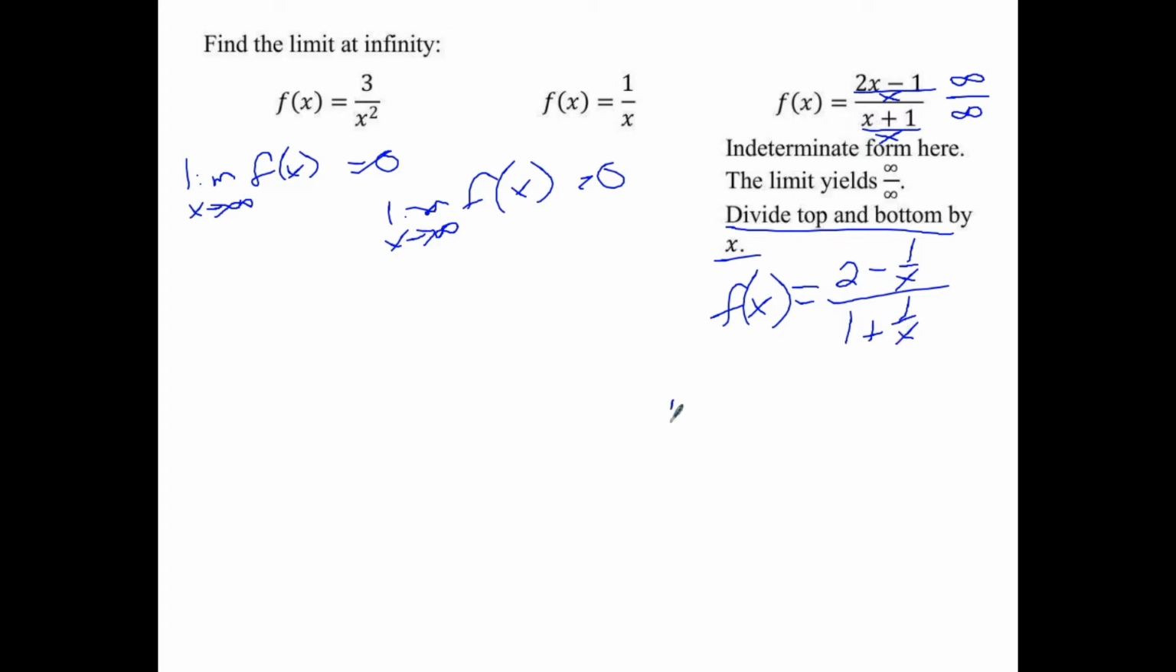So now I can take the limit as x approaches infinity of f of x. And basically I can direct substitute the infinity in now. And when I do that, I have the 2, of course, minus 1 over infinity, which is essentially 0, over 1 plus, again, essentially 0. And so I'm just left with 2 over 1, which is 2. So a little bit of manipulation there allowed me to come up with the answer. Okay?